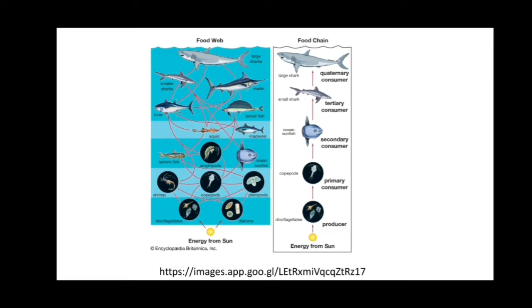From the sunlight, producers photosynthesize, and on that the small microscopic organisms known as phytoplanktons. On the phytoplankton, zooplanktons feed, and on the zooplanktons the small fishes feed. On the small fishes the secondary consumers feed. On the secondary consumer, tertiary consumers feed. On the tertiary consumer, the quaternary consumer or the large fishes feed. Here in this slide you can see the difference between the food web and the food chain.